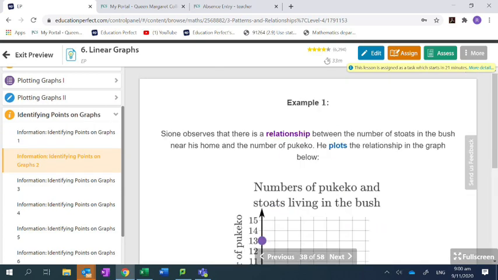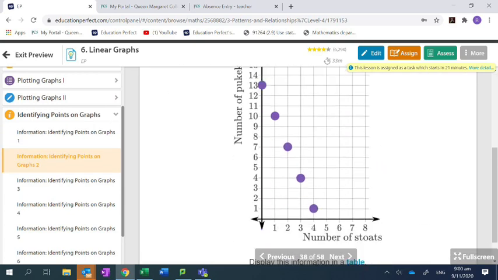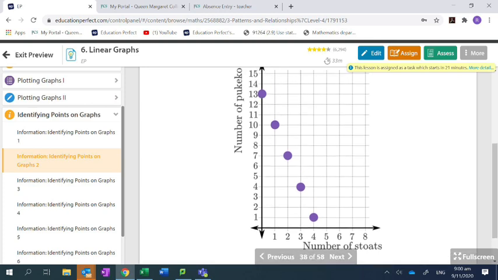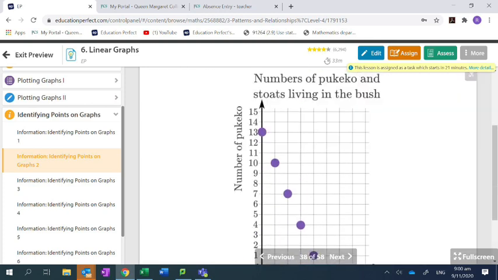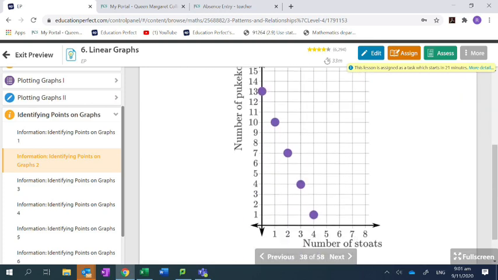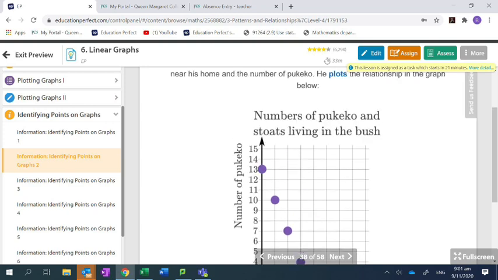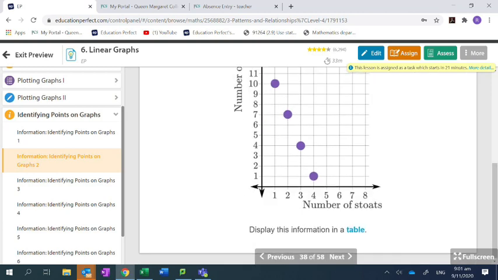The first thing is that if you have a relationship and it's displayed as dots, we could turn those dots into a table by simply reading the ordered pairs. So this one is the number of stoats and the number of, how do you say that word? Pukeko. There you go, thank you. And you can display this information in a table.